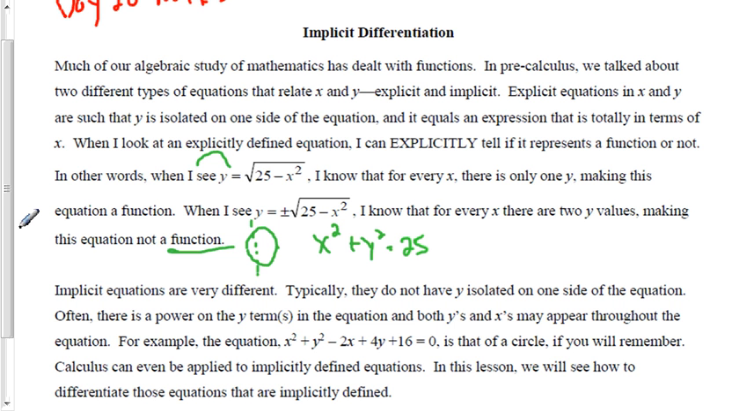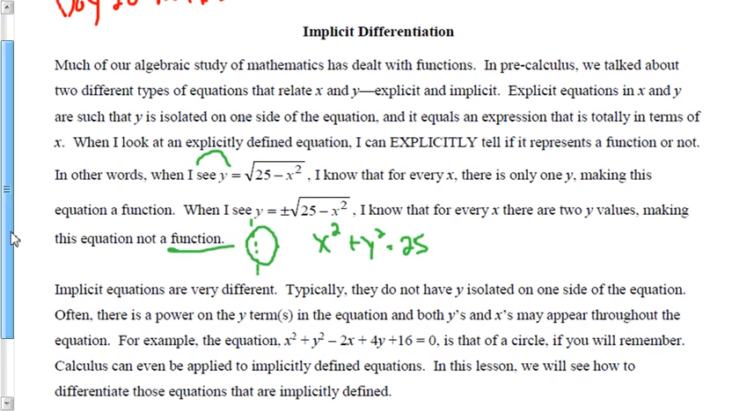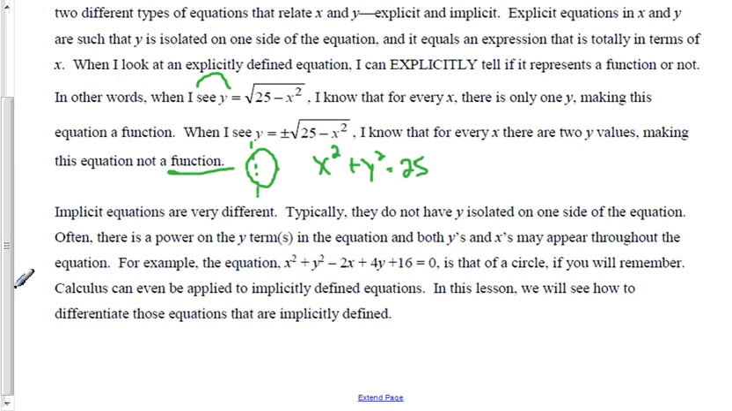So what we're going to do in this lesson is see how to differentiate those equations that are implicitly defined. I'll also have some other videos attached to the Google Classroom as well, just so we can get some more examples of what implicit equations look like.